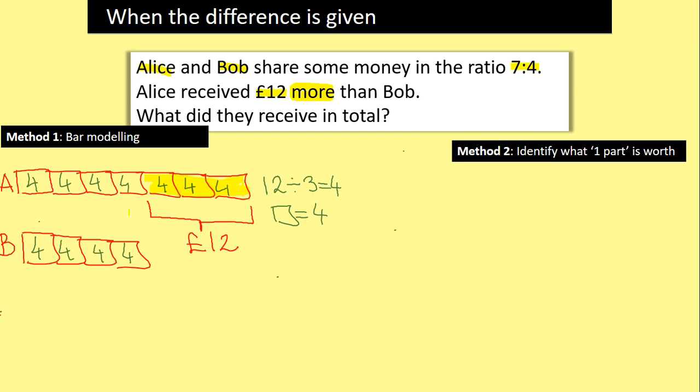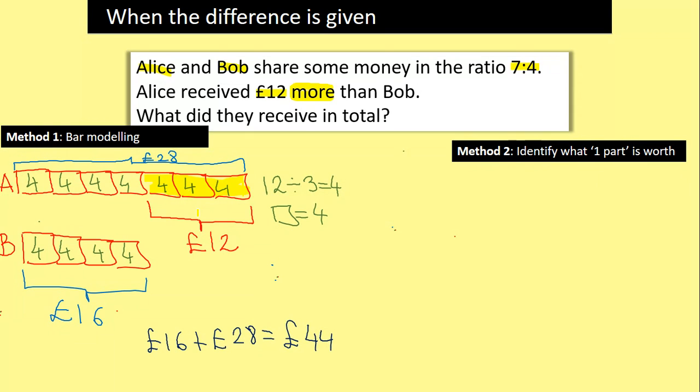So I fill up all of my boxes, and now I can work out how much Bob received. If you check it, it is exactly going to be £16, as 4 times 4. And Alice received 7 times 4, which is 28. But the question asks, what did they receive in total? So I have to add those two numbers together, and this gives me £44.